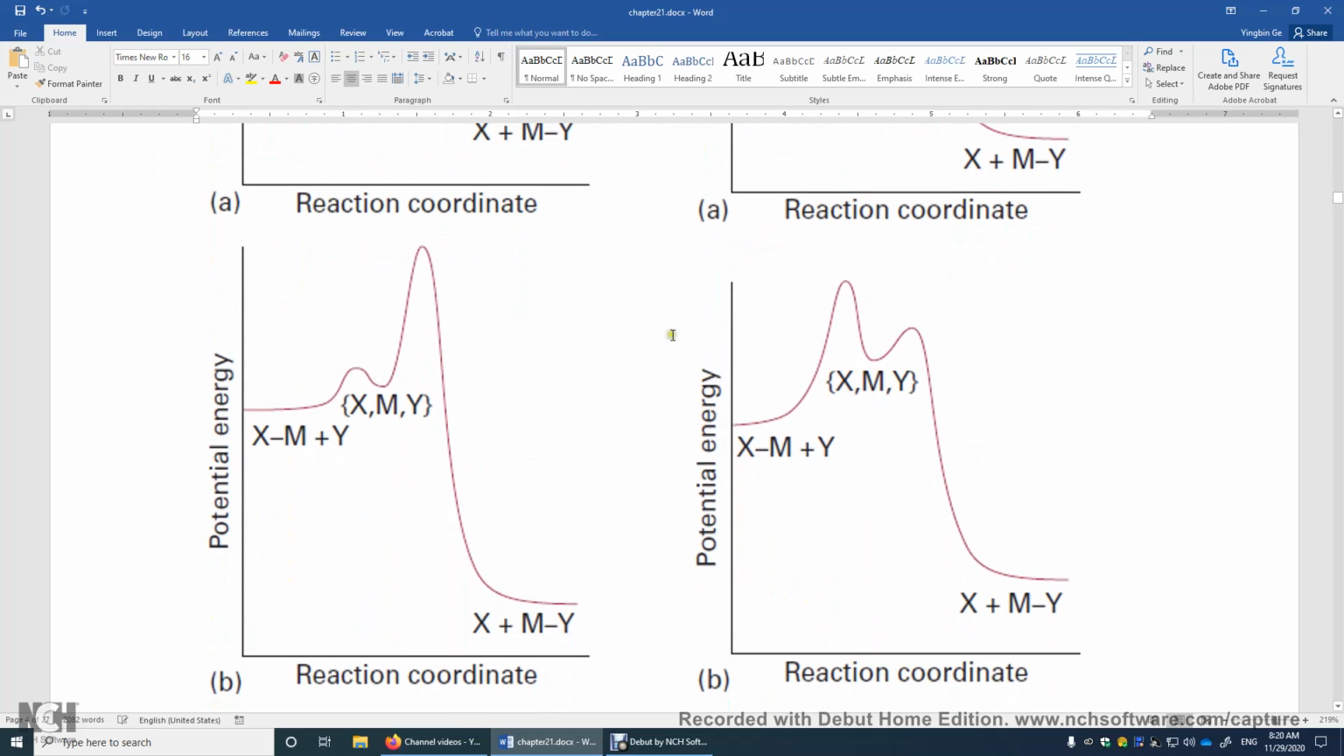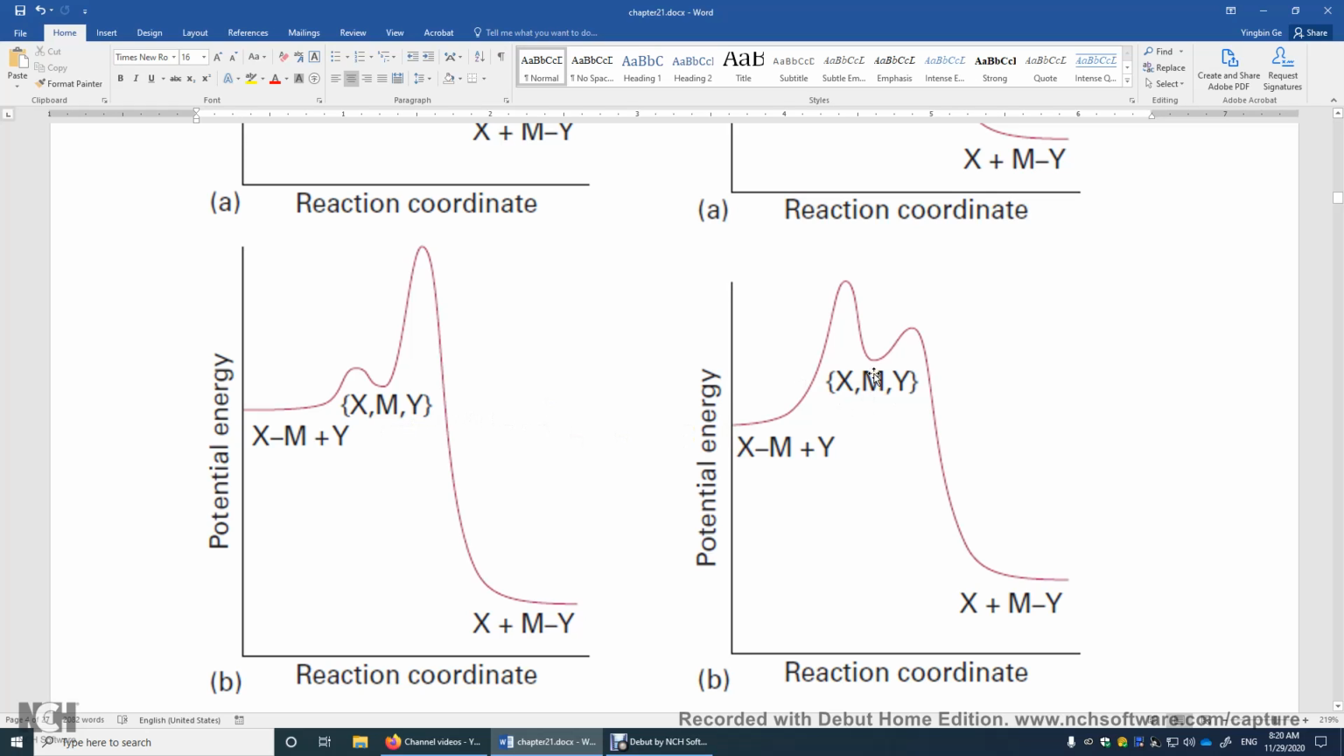Now let's look at these two diagrams. First, let's examine the intermediate. X, Y, M, all separated. X, M, Y, all separated. So these two, both are dissociative mechanism. Okay, both are dissociative mechanism by checking the intermediate.